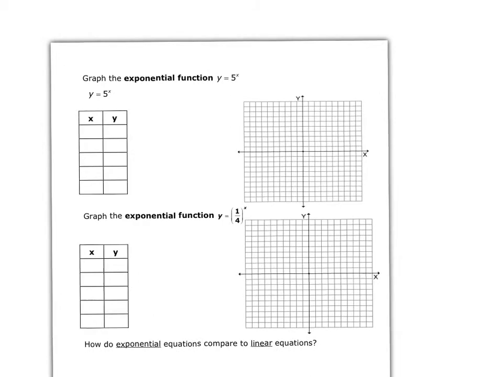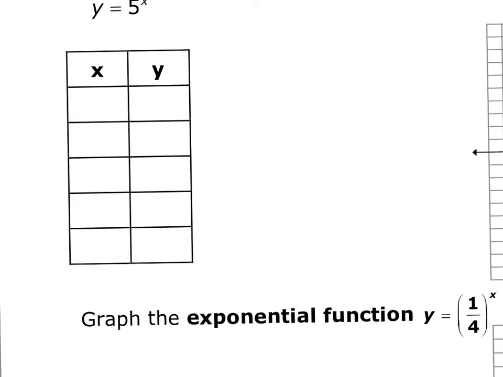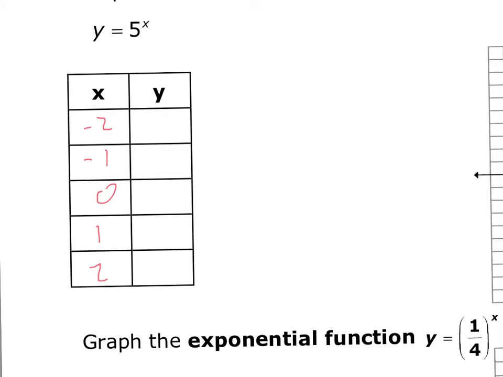All right. Okay, let's try 5 to the x. As usual, we have our -2, -1, 0, 1, and 2. And this time our function is 5 to the x. So we're going to plug in all those x values into our exponent there. So we have 5 to the -2.